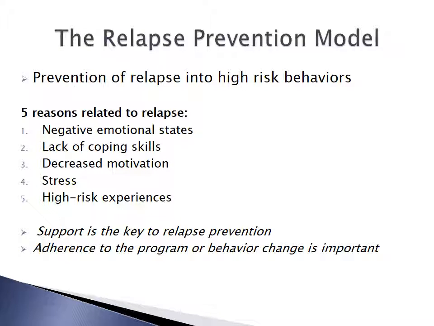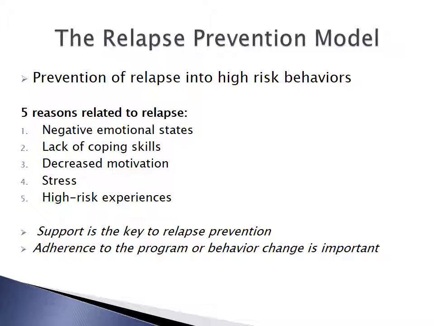The relapse prevention model is used to primarily assist people struggling with relapse and recovery from substance abuse. Your Harkness and DeMarco text uses it in another scenario, and for the purpose of understanding this model, we will focus on high-risk experiences. Please refer to page 96. Read over this as you will need to have a firm grasp on the concept. There are five reasons for relapse: negative emotional states, lack of coping skills, decreased motivation, stress, and high-risk experiences.